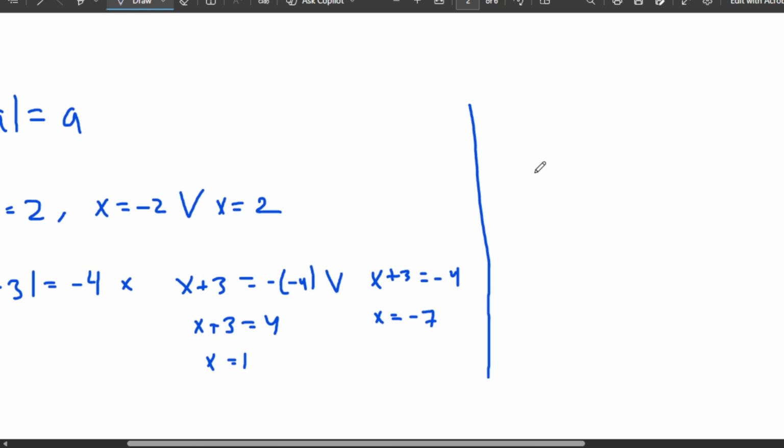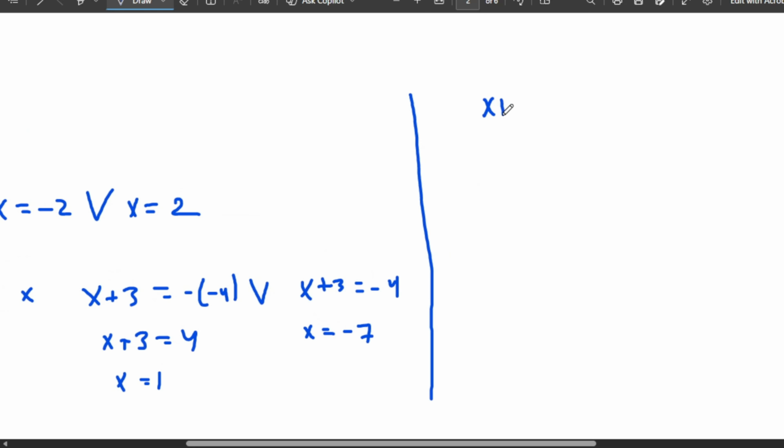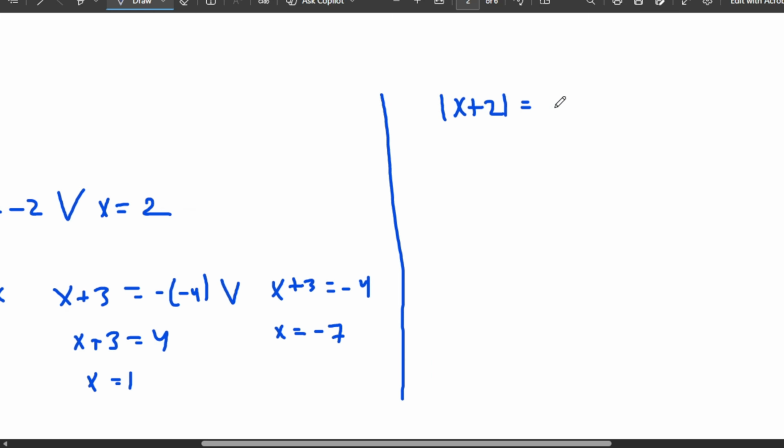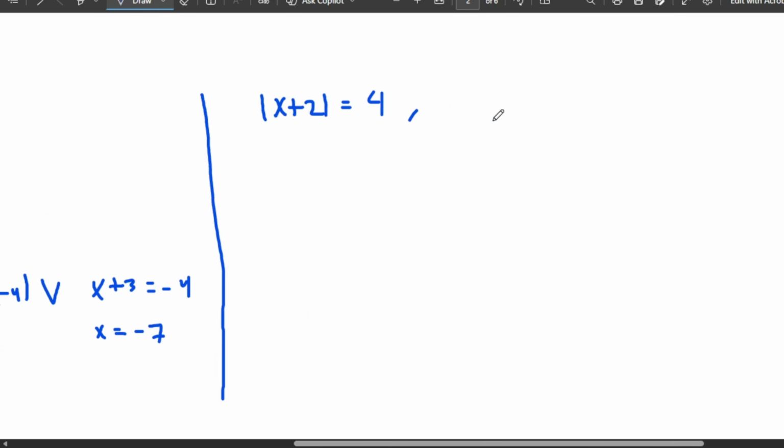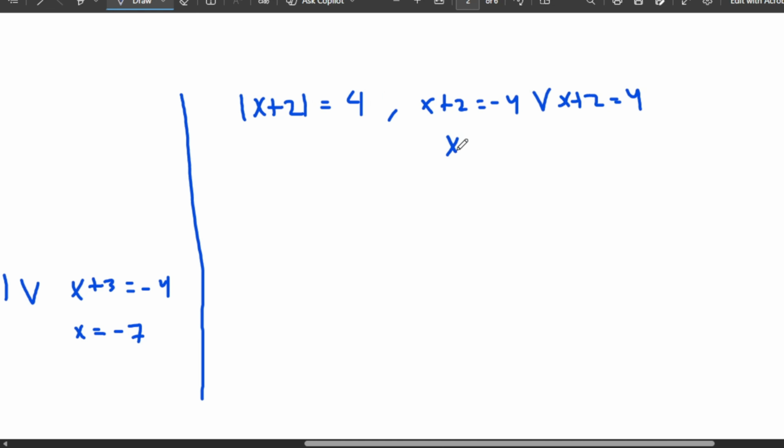Now let's say we have the absolute value of x plus 2 equals, let's say, 4. So again, two possibilities. We have x plus 2 equals negative 4, or x plus 2 equals positive 4. For this one, x equals negative 6 or x equals 2, right? So if you put x equals negative 6, then negative 6 plus 2, which is negative 4, outputs 4. If x equals 2, then 2 plus 2 is 4. So these are the values of x.